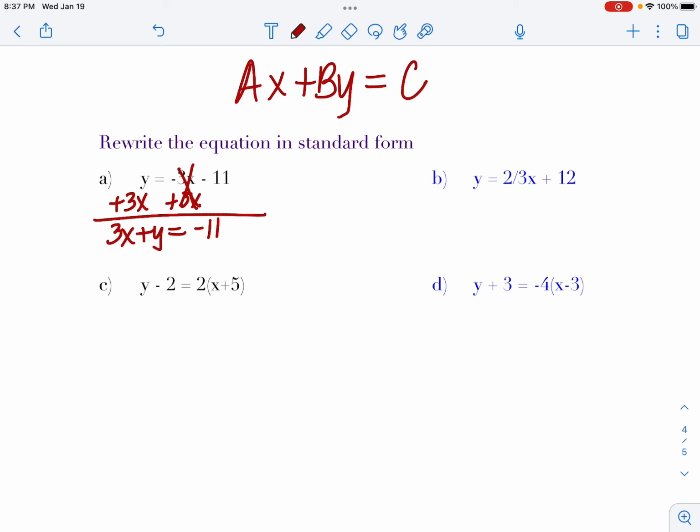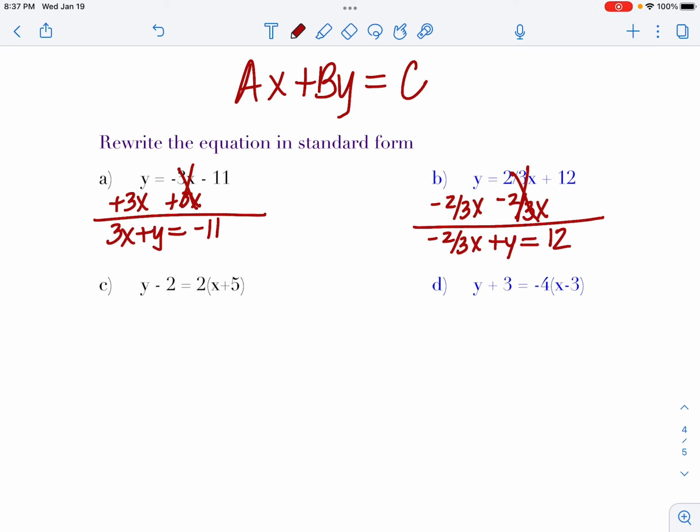B follows that same pattern. It is in slope-intercept form because y is by itself. So to manipulate that equation so that it's in standard form, I'm going to subtract the x term from the right-hand side. What I do to one side, I must do to the other. And once I do that, I then will have my x and my y term on the left side of my equal sign and my number on the right, which follows that standard form of ax plus by equals c.